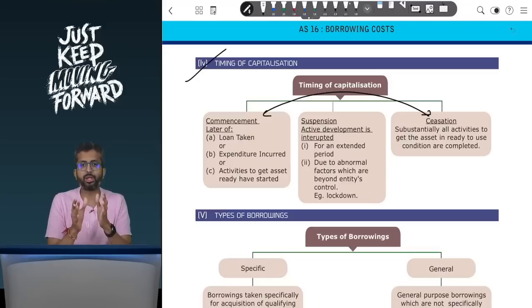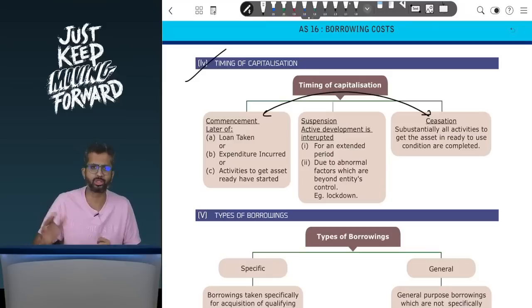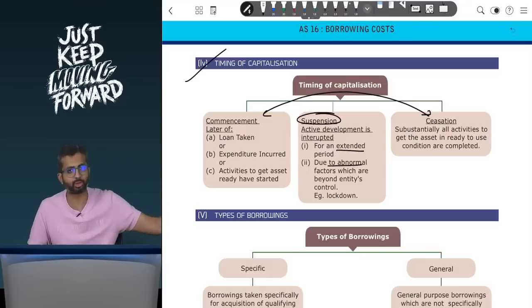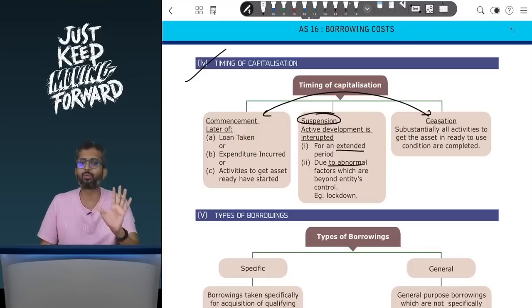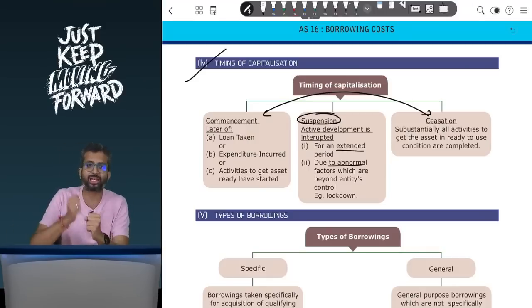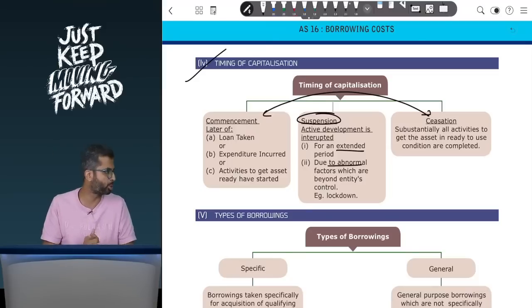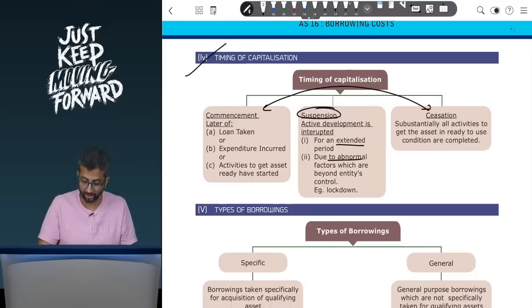However, in the intermediate term, let us say the work gets interrupted due to factors which are not necessary to get the house in the ready to use condition, let us say there is a lawsuit, and this interruption is for an extended period of time. In which case, you still have to pay interest to the bank, but capitalization for that period is interrupted because there are no activities happening to get the asset in the ready to use condition. So three important dates: commencement, cessation as well as suspension.